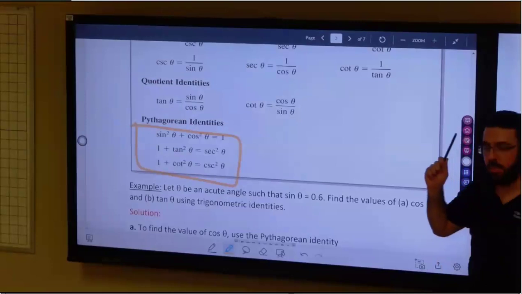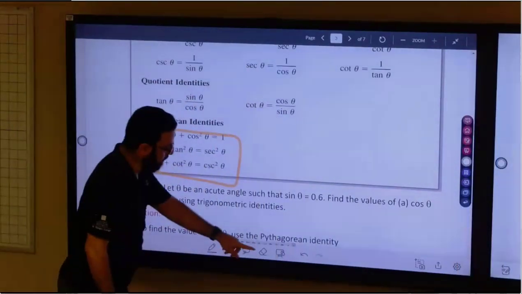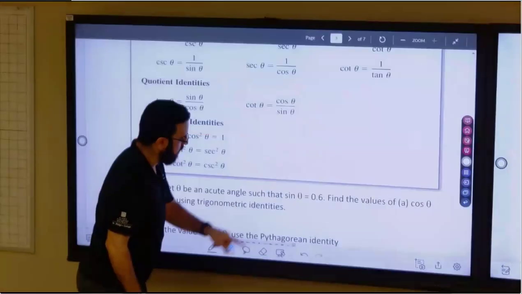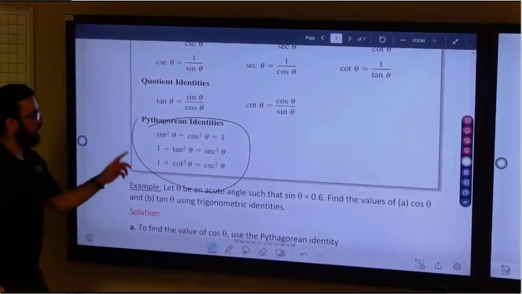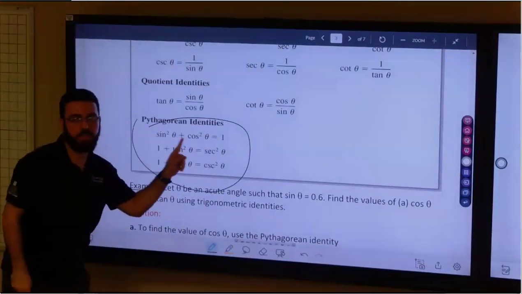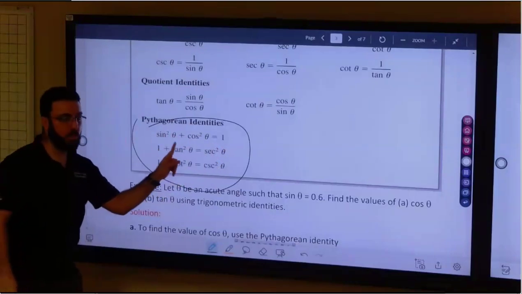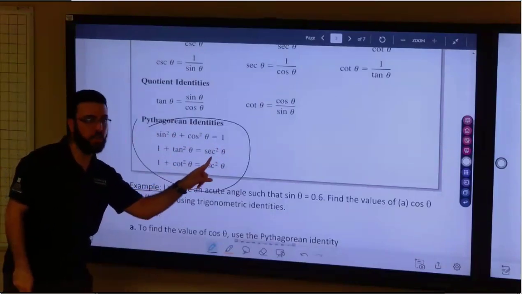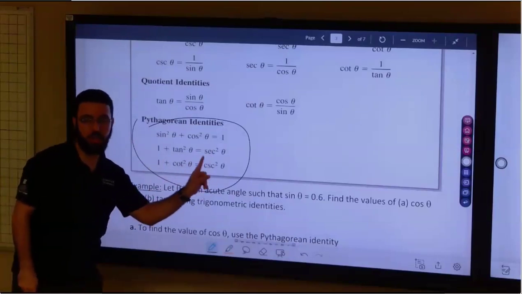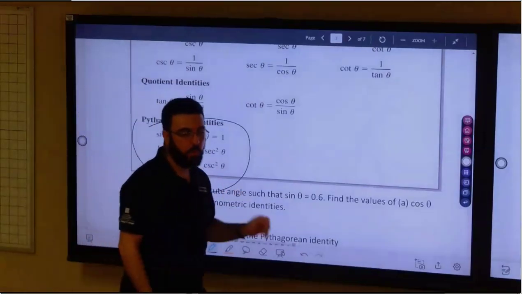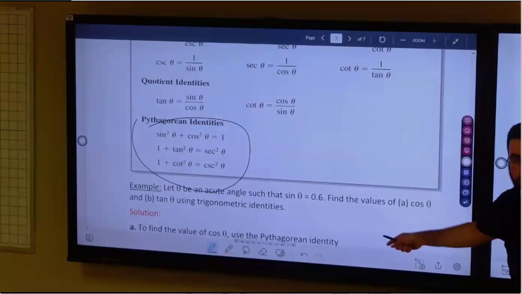It's related with the Pythagorean theorem. So every time: sine square theta plus cosine square theta equals 1. 1 plus tangent square theta equals secant square theta. And 1 plus cotangent square theta is going to be cosecant square theta. These are really important. We're not going to go into how we define the rules. You're going to use these rules.